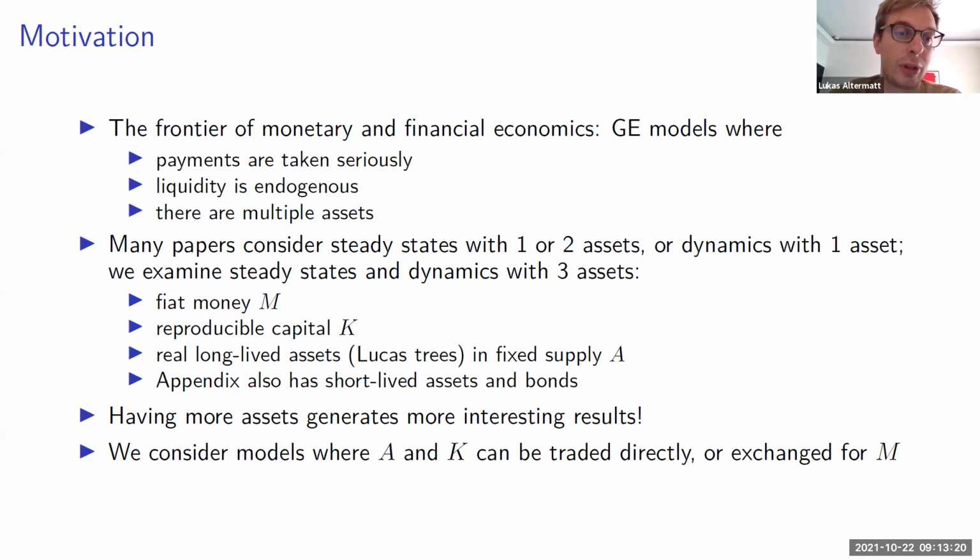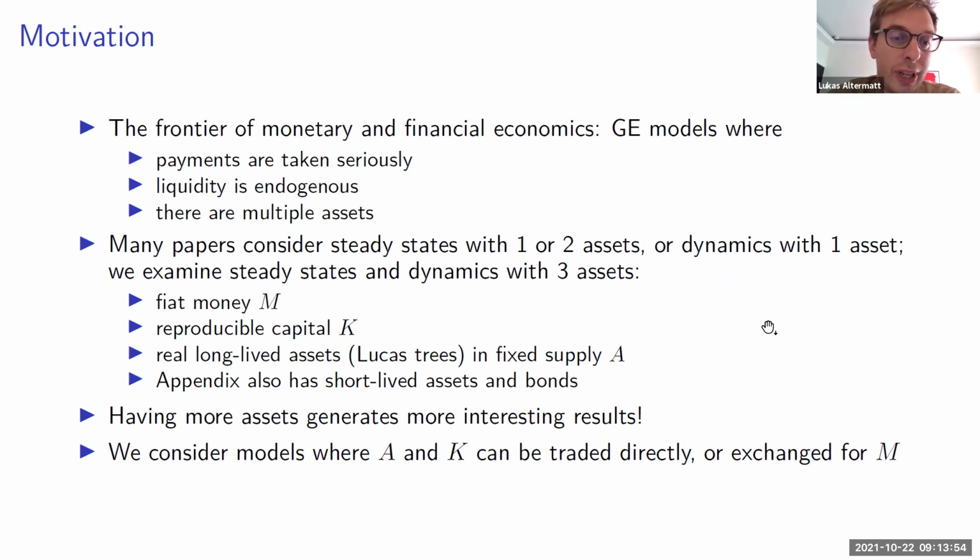The assets in the model are fiat money M, that's cash basically, reproducible capital K, and real long-lived assets, think of them as Lucas trees, which are in fixed supply A. In the appendix, we also study short-lived assets and bonds. This could be extended to more assets without many problems. What we find is that having more assets generates more interesting results, especially more interesting interactions.